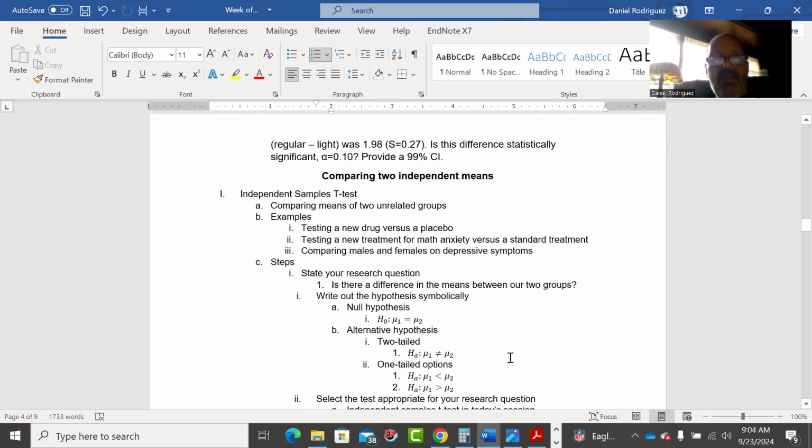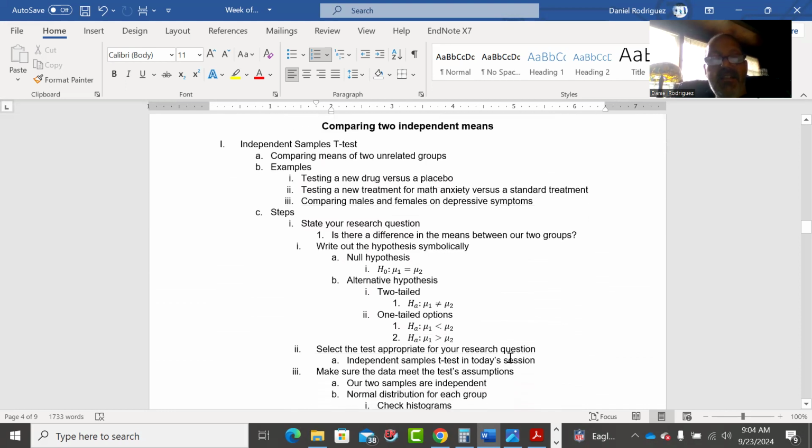Okay, let's go to 2 independent means, comparing 2 independent means. Independent samples t-test. So now we're comparing 2 unrelated groups. So the last test, we compared the same individuals. I mentioned that. Often, though, we have different groups of individuals. This one wouldn't be a really good experimental design, but for right now, we're just going to use it as an example.